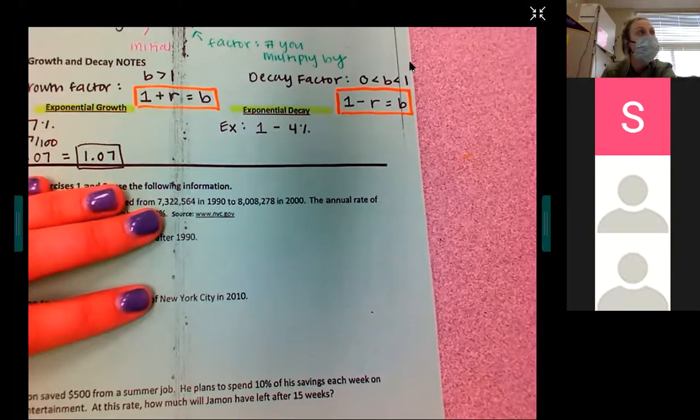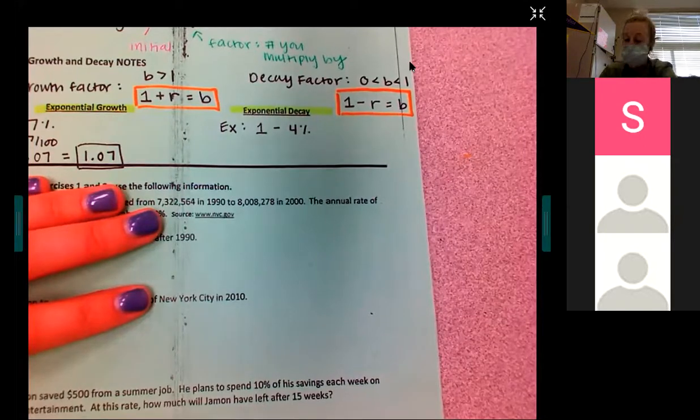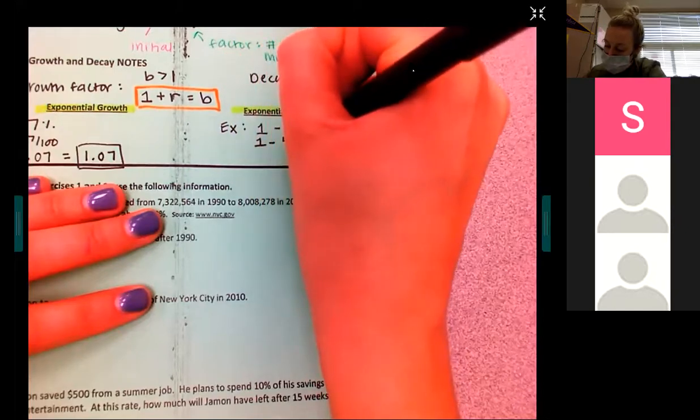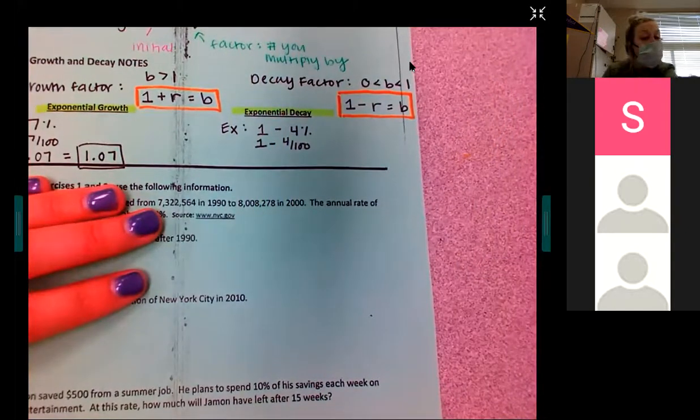Anytime you have a percent, it's out of how much? 100. So this would really just be, and you don't have to write this unless you want to, 1 minus 4 over 100. And we just talked about this. 100 has 2 zeros, so we need 2 decimal places, right?